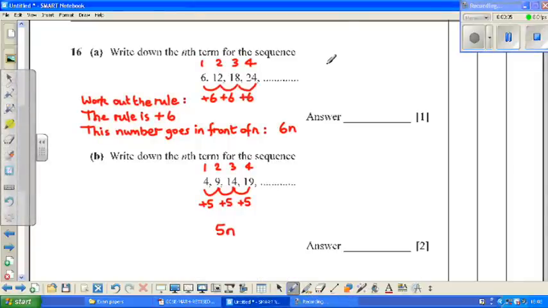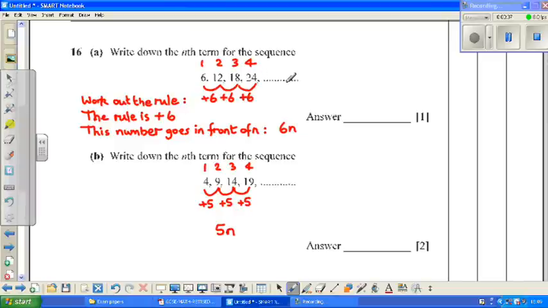Okay, so question 16, write down the nth term for the sequence 6, 12, 18 and 24. Right, first thing to remind you is that each of these terms, so 6 is the first term in this sequence. In other words, n is 1 for the first term. 12 is the second term, so this is n is equal to 2. The 18 is the third term. 24 is the fourth term, and so on.